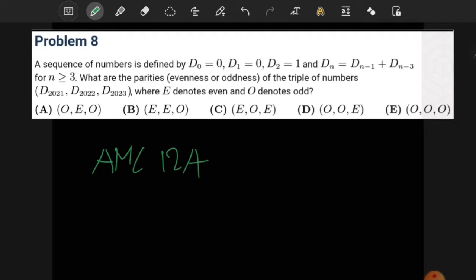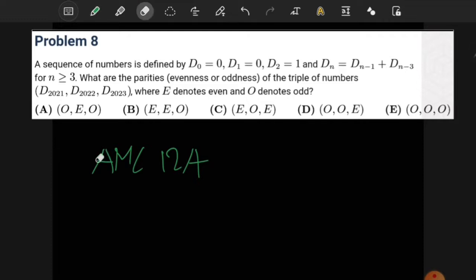Basically the problem states that a sequence of numbers is defined by d sub 0 is equal to 0, d sub 1 is equal to 0 as well, and d sub 2 is equal to 1, and d sub n is equal to d sub n minus 1 plus d sub n minus 3, for n greater than or equal to 3. What are the parities, evenness or oddness, of the triple of numbers d sub 2021, d sub 2022, d sub 2023? We have this set, where E denotes even and O denotes odd. So this is a multiple choice question, and at the same time it is a parity question.